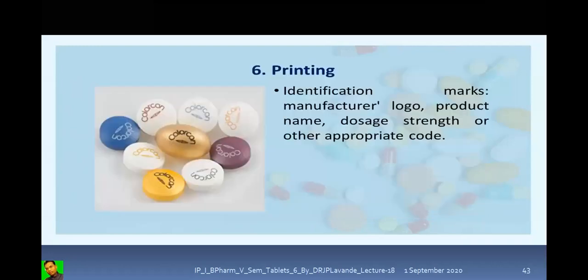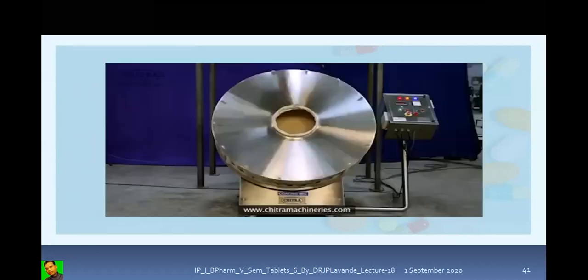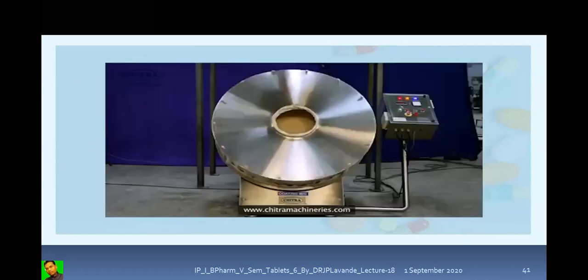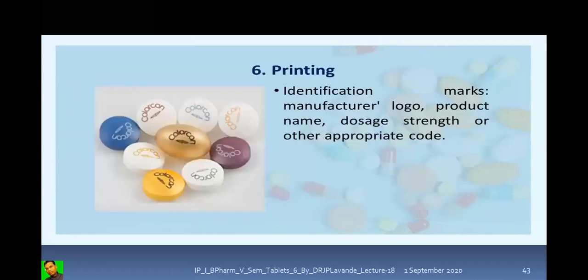So the next stage is the printing. So we are on to the sixth stage. What is the first stage? Sealing, subcoating, then smoothing, then coloring, and now it is the polishing and printing.